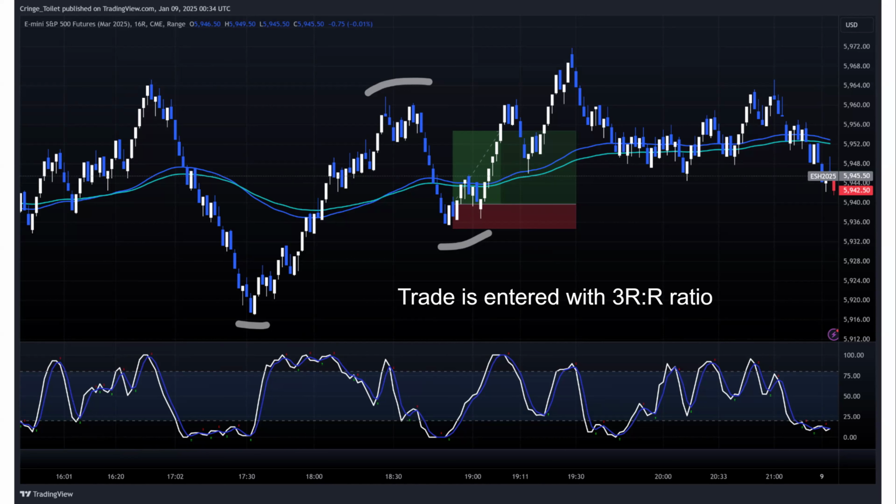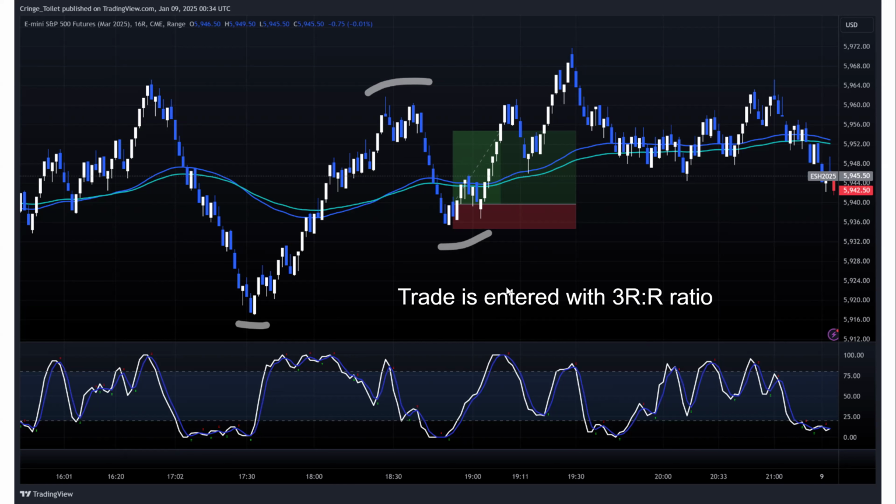to risk ratio, but also having it close enough that our ratio remains tight, but not too close that we get chopped out by just price doing choppy little movements while the trade is still valid. So it's a balance to find. Sometimes it doesn't work out, either by being too tight or too loose.